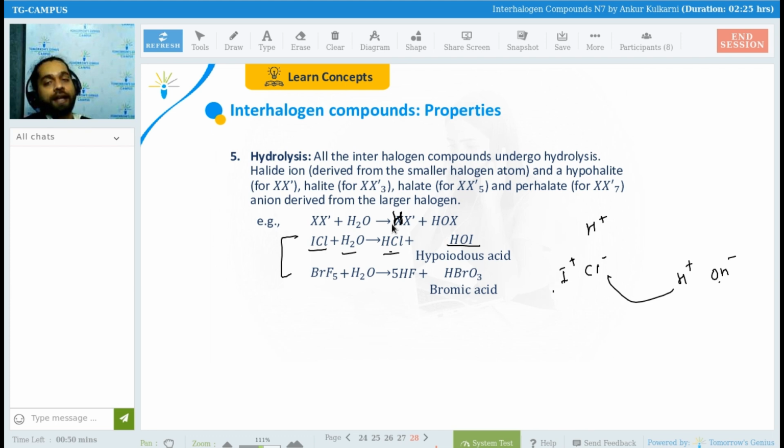So all of them can undergo hydrolysis. All of them undergo hydrolysis. Come on, write it down and type done in the chat box.